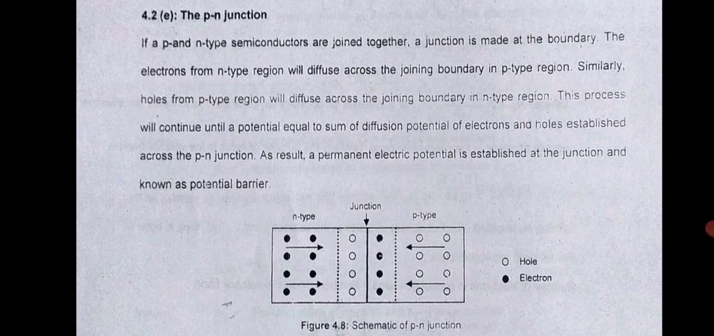So this is the concept of the p-n junction. It is considered that a diffusion depletion layer forms, and the diffusion potential of electrons and holes is established across this p-n junction. As a result of this depletion region, a permanent electric potential is established at the junction, and this area is considered the potential barrier.